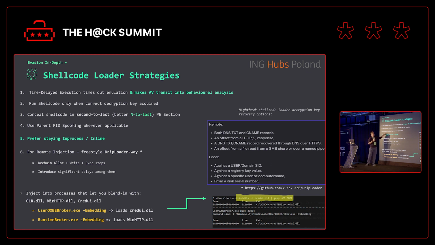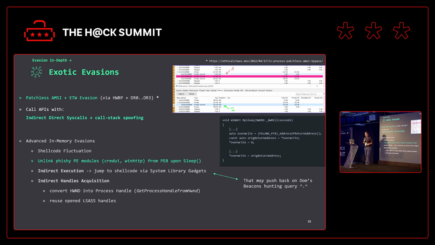Parent PID spoofing is a very nice idea. It works very well even today. And also apply heavy time delaying before you allocate something, before you write process memory or write your shellcode, and then before you execute. You need to insert very long delays among the subsequent stages just to time out the emulation and then time out the cyclic buffer that the EDR maintains in memory. This is the evasion for EDRs by their design that we abuse heavily.